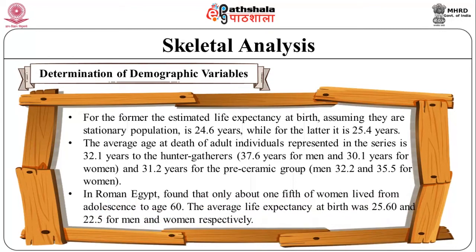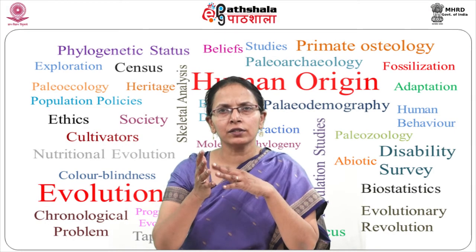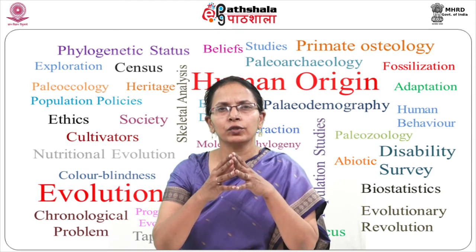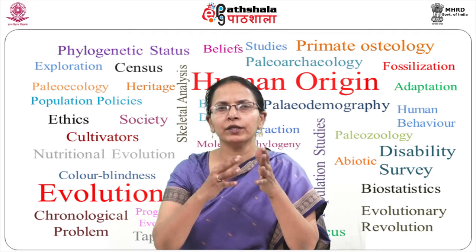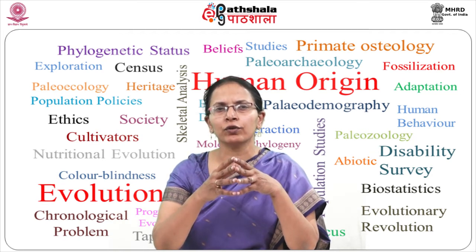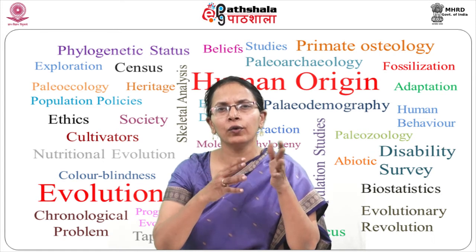In Roman Egypt, it was found that only about 1/5 of women lived from adolescence to age 60. The average life expectancy at birth was 25.6 and 22.5 years for men and women respectively. At 30 years, this indicator is 22.2 and 24.9 years respectively. Therefore, the probability of survival beyond the age of 50 was very low.